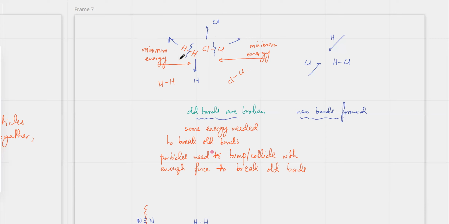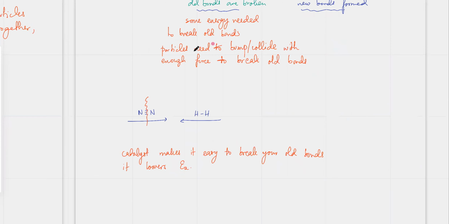So what a catalyst does is that at the very start, some energy is needed to break the old bonds. A catalyst makes it easier to break the bonds. The triple bond in the nitrogen molecule is really strong. So the catalyst makes it easy to break your old bonds. So it lowers the activation energy. It lowers the amount of energy that is needed to start a reaction.